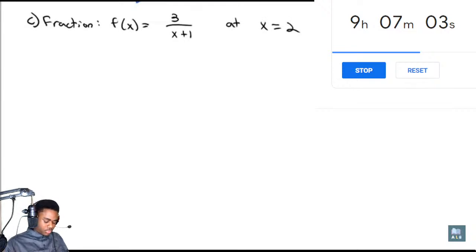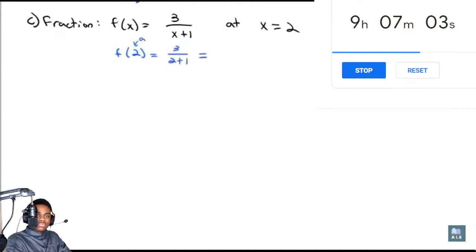Well, first we need to know what the y-coordinate is at 2. So we'll find f of a, or f of 2, that's the a, is equal to 3 over (2 plus 1), and 3 over 3 is just equal to 1. So we have the point x is 2, y is 1, or a is 2 and f of a is 1.